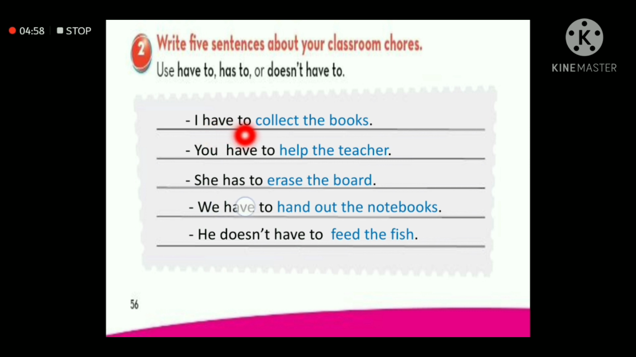I have to collect the books. Okay, so I use the verb phrase collect the books. You have to help the teacher. She has to erase the board. Why did I use has to? Because she is singular, while you is treated as plural. We have to, and I have plural, so I'm going to use have to.